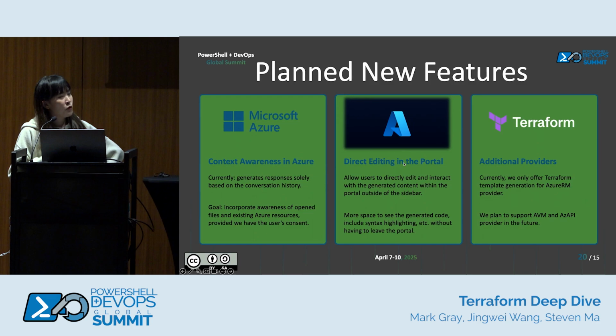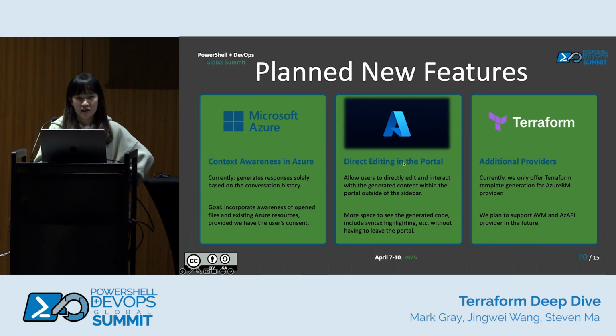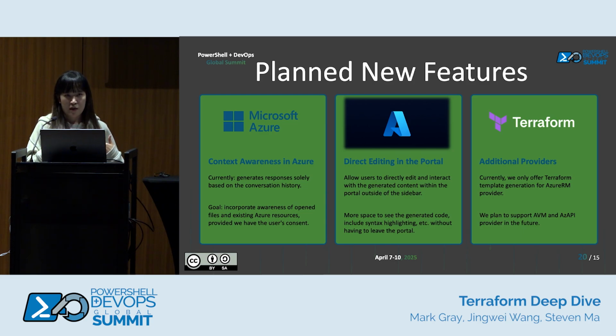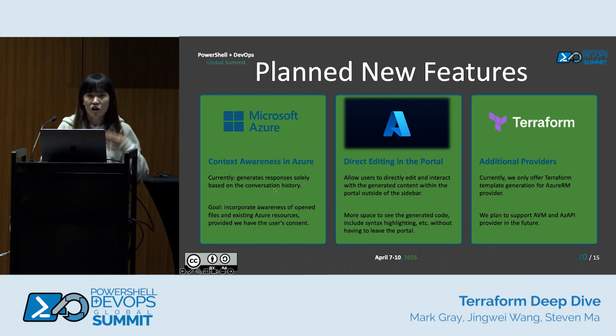And we have also planned some new features, which are either shipping, about to ship, or under planning. The first is that we want to introduce context awareness in Azure. Currently, all the generated answers are based solely on our conversation history. It is a single channel. In the future, we want to incorporate awareness of your open files and your existing infrastructure, your existing Azure resources, so that our Copilot can provide more customized and tailored answers according to the user's profile.